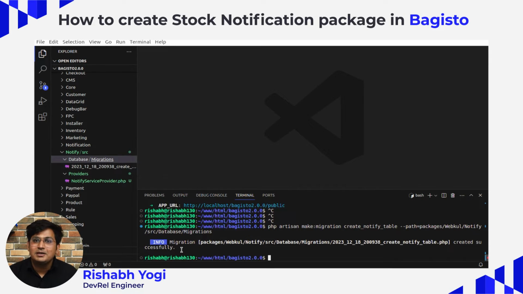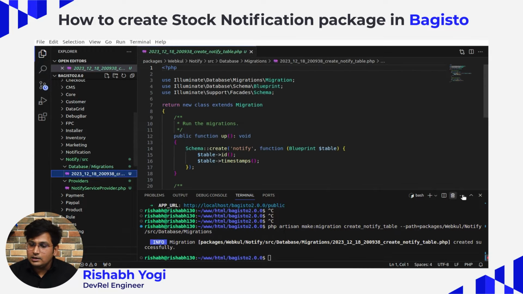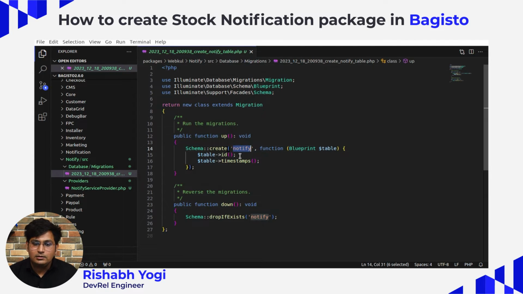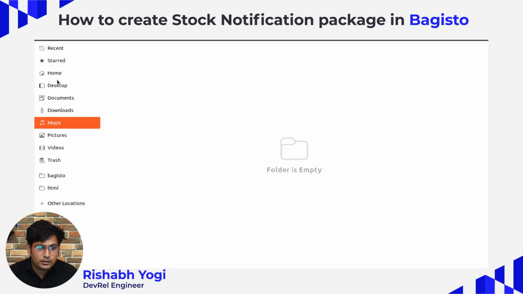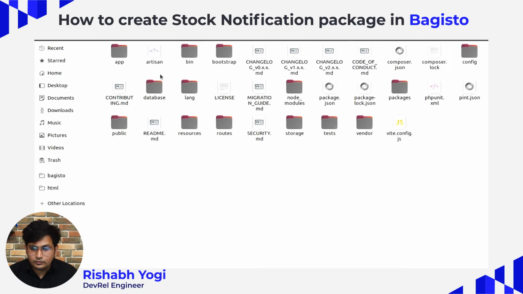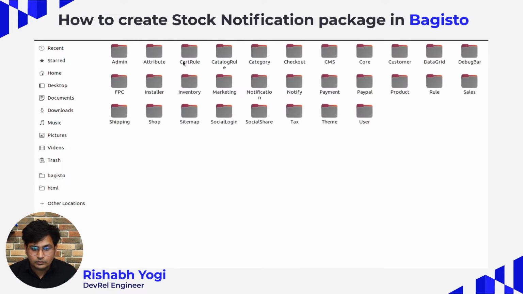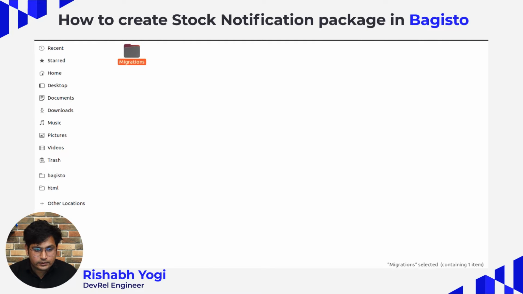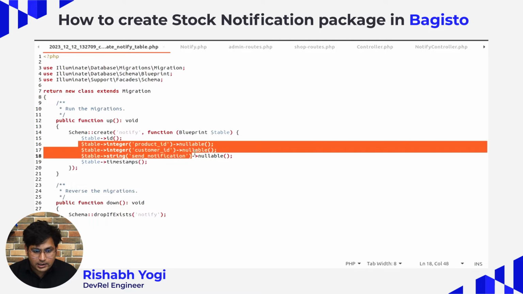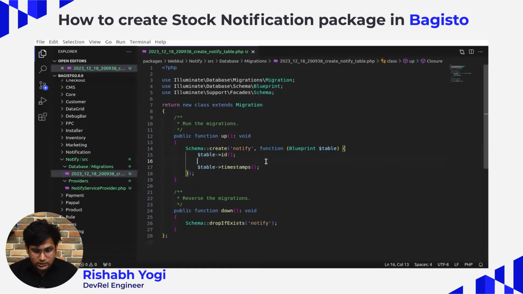See, the migration has been done successfully, and this file is created after hitting this command, and the table name is notify, but this is not registered yet. To register that, add the more fields as per our requirements. As I have already created that, I'm directly copying it from there. We just need the product ID, customer ID, and send notifications according to our needs.